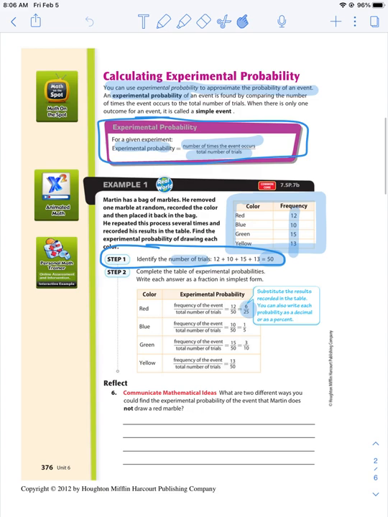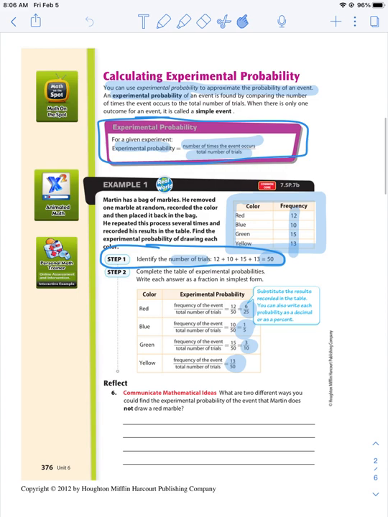All right, the blue marble was pulled 10 times out of 50 total trials. So the experimental probability of pulling a blue marble is 1/5. The green marble was pulled 15 times out of 50 total. 15 over 50 we simplify to 3/10. And the yellow marble was pulled 13 times out of 50. We can simplify that.